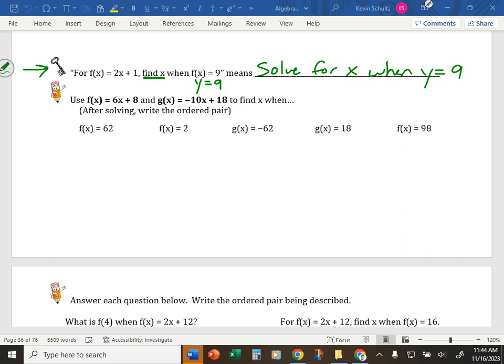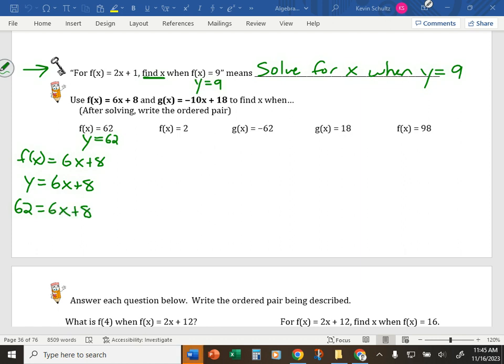Practice here. We've got f of x equals 6x plus 8, and g of x equals -10x plus 18. Find x when f of x, or y, equals 62. Remember, f of x, g of x, it all just means y. But the reason we don't write y is because you need to know which equation to use. You're using the f of x equation. So if f of x equals 6x plus 8, which is really the same thing as y equals 6x plus 8, and I tell you that y is 62, you're replacing y with 62.